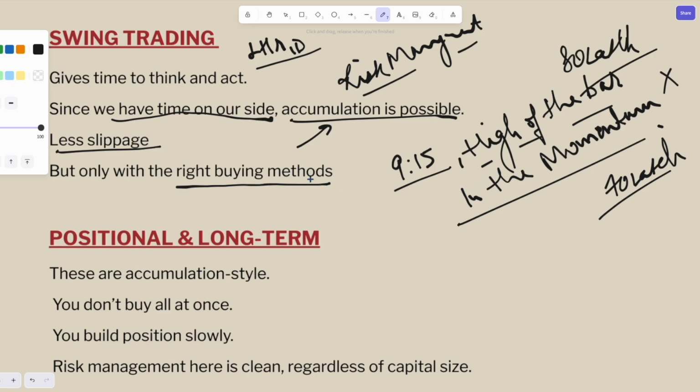So right buying methods are crucial in swing trading because, as I discussed in the previous video of fast growth of a small account, over there you saw how the right buying methods can actually help you and lead to great performance. So please keep this in mind. Otherwise, from a risk management perspective, swing trading is much better than scalping and intraday.